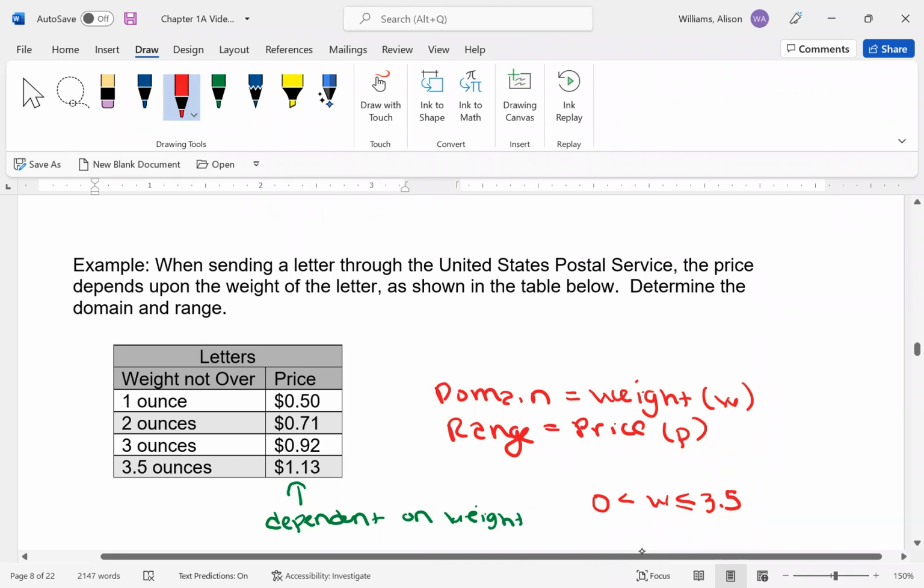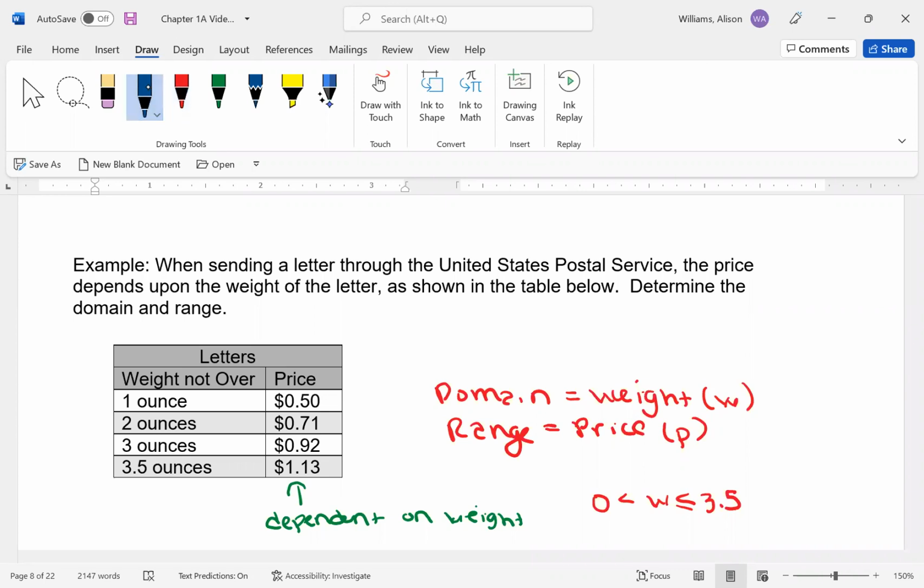Now, if you don't remember interval notation, I do have a video on interval notation that you may want to watch if it's been a while. In interval notation, we could write it from 0 to 3.5, with a parenthesis at 0 and a bracket at 3.5. Parenthesis because it's not going to equal 0, while the weight can equal 3.5.